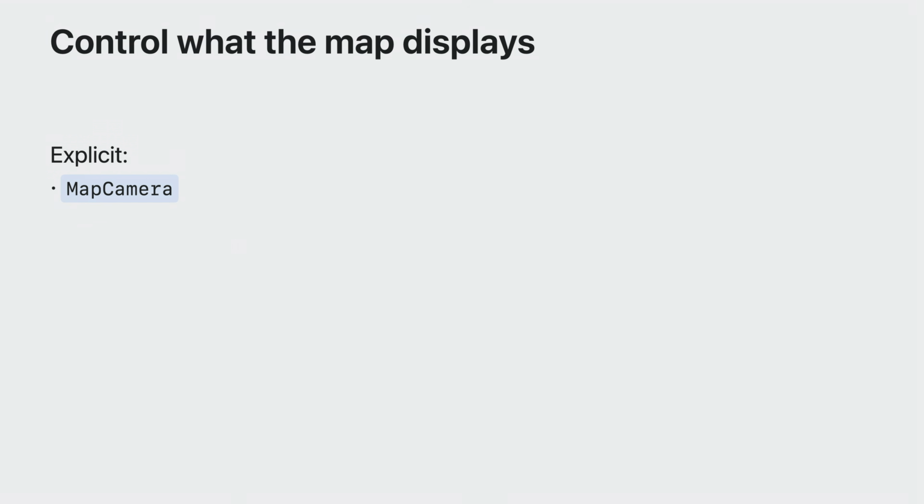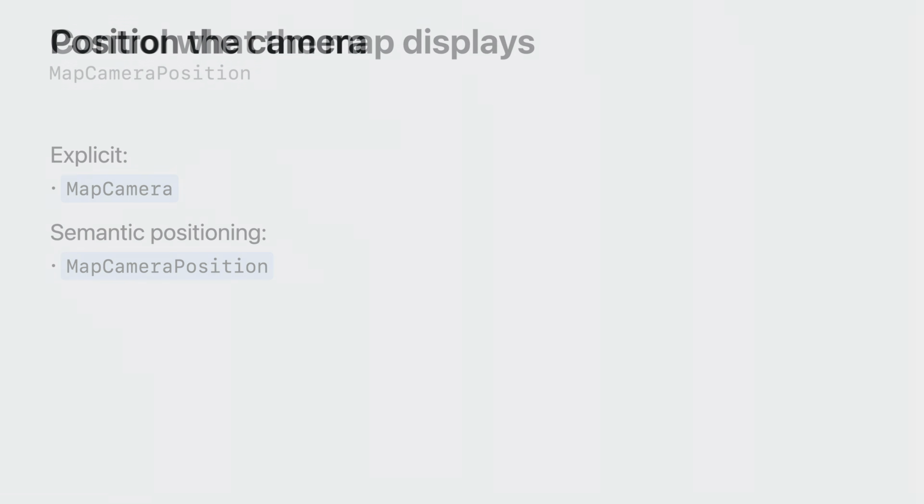Behind the scenes, what the map shows is ultimately controlled by a map camera. The camera looks at a coordinate on the ground from a certain distance, and the orientation of the camera determines what is visible in the map. The app I'm building has not had to create or configure the camera itself. Instead, it simply specifies what should be in view using Map Camera Position. MapKit takes care of the camera for me.